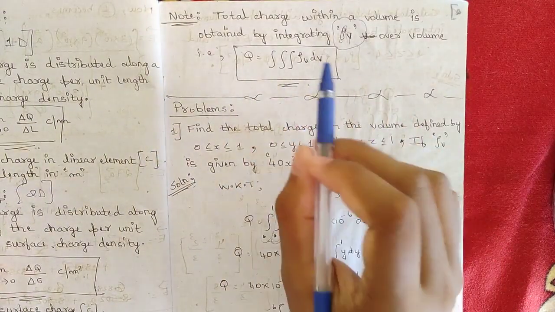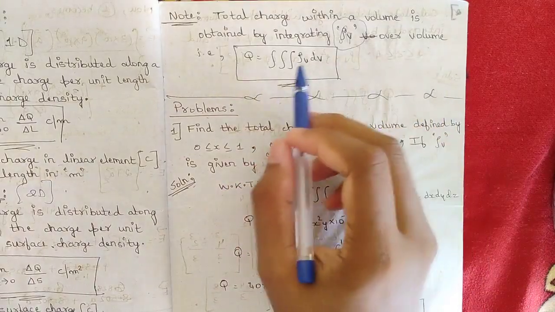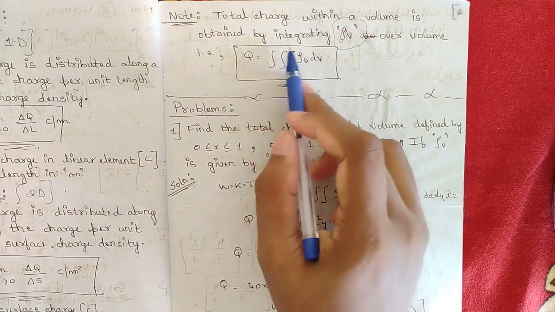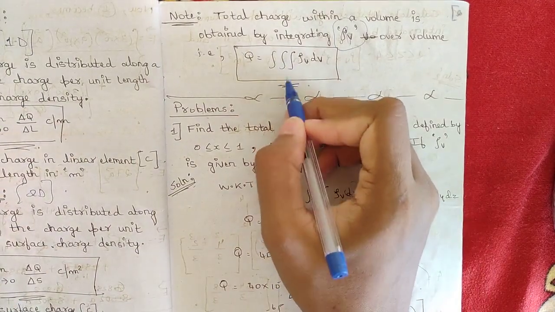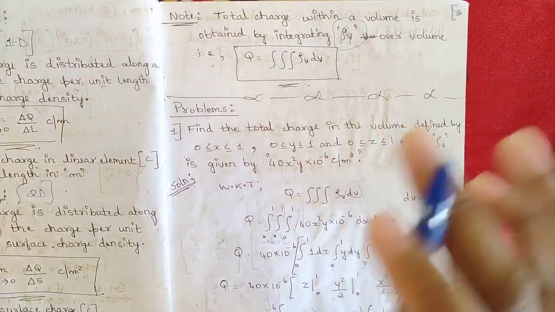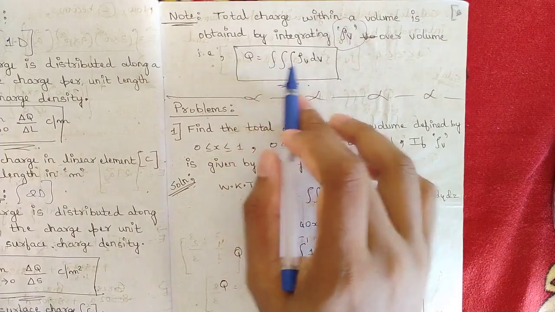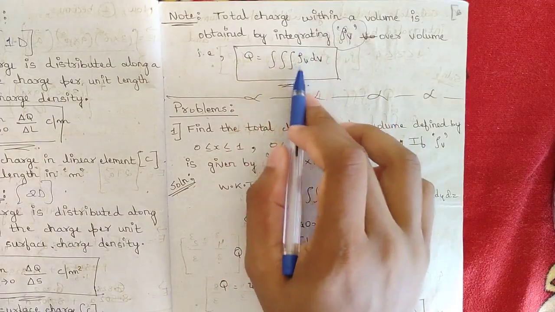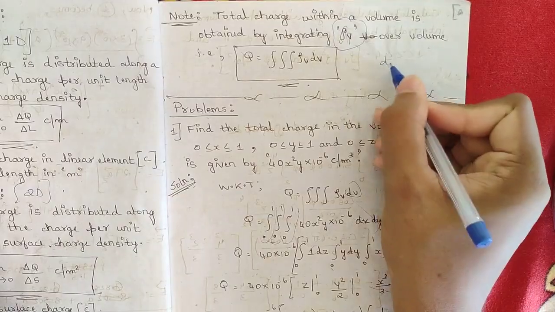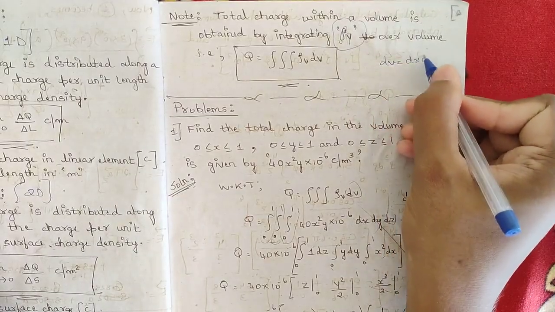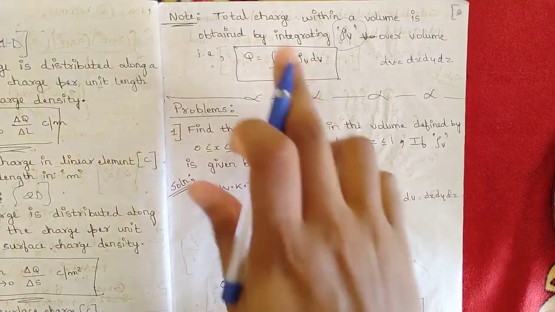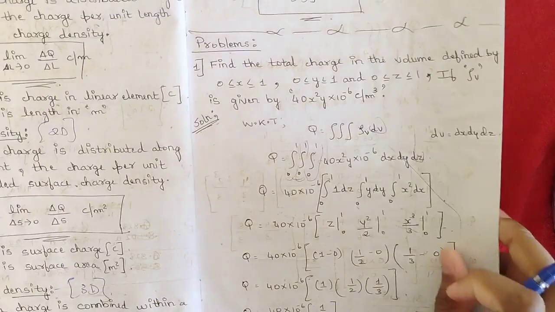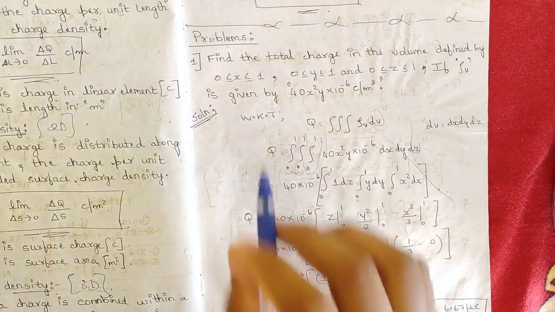So it is given by one formula, that is Q is equal to triple integration. Since it is volume, we should be integrating three times with respect to x, y as well as z, because it is a 3-dimensional surface. So Q is equal to triple integration of rho v dv, where dv is equal to dx dy dz. Okay, so according to this formula, let us solve some problems here.